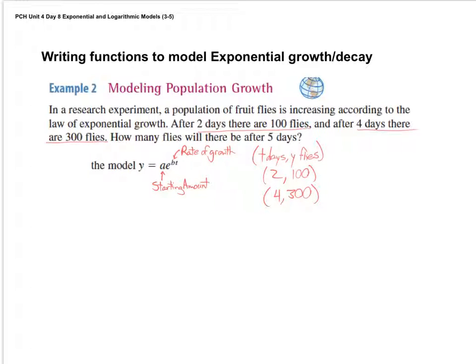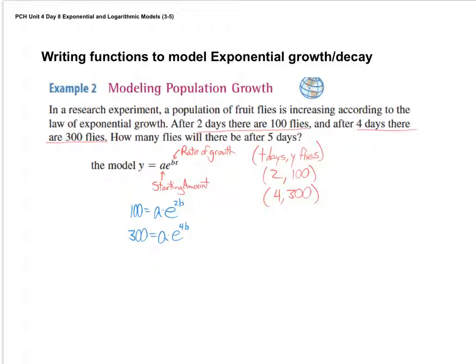So now that we have these 2 points, we can use our model and actually write 2 equations. One, we can use 100 for y, and we'll use the 2 for t, so it's a times e to the b times 2, or 2b power. And then for our second point, it'll be 300 equals a times e to the 4b power. Okay? So now we have 2 equations and 2 variables. So we have to solve this.